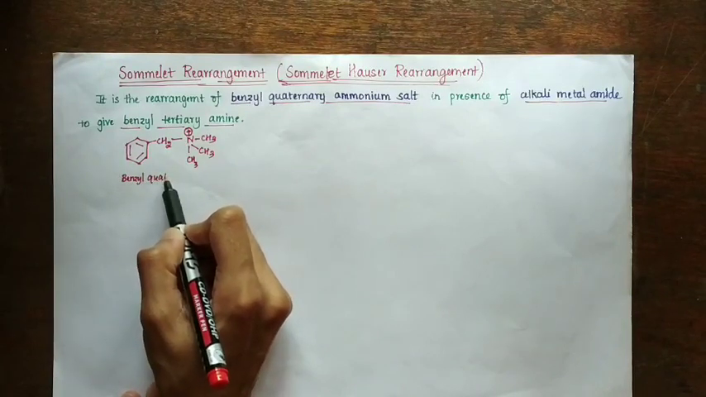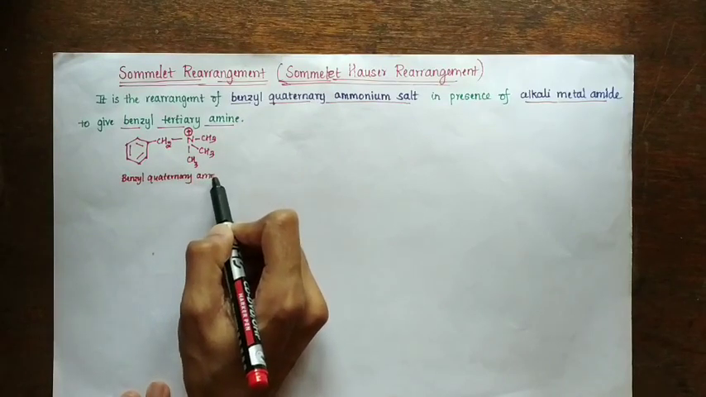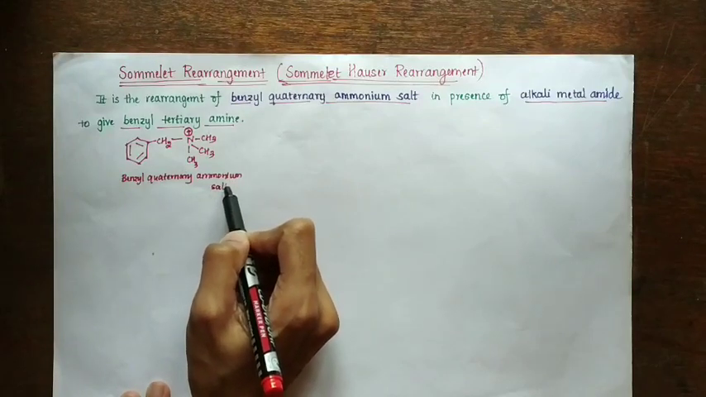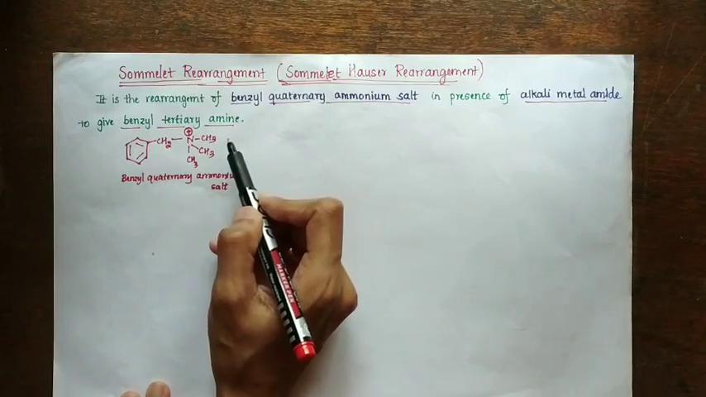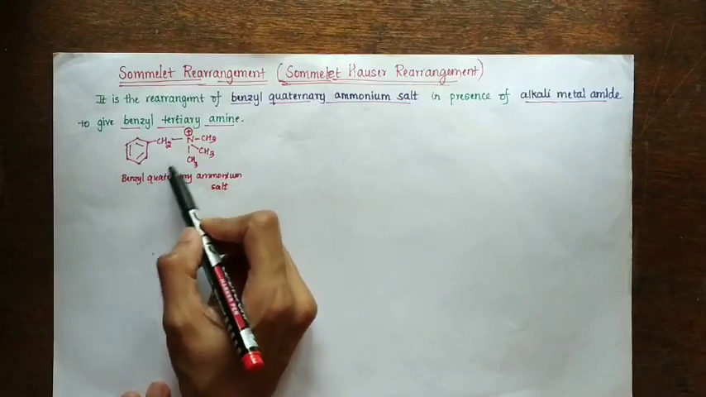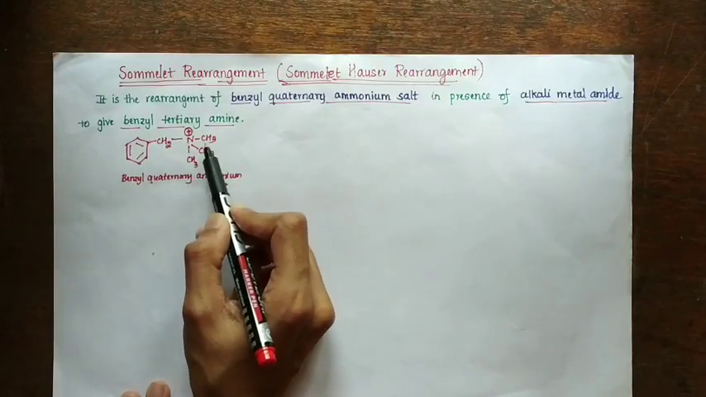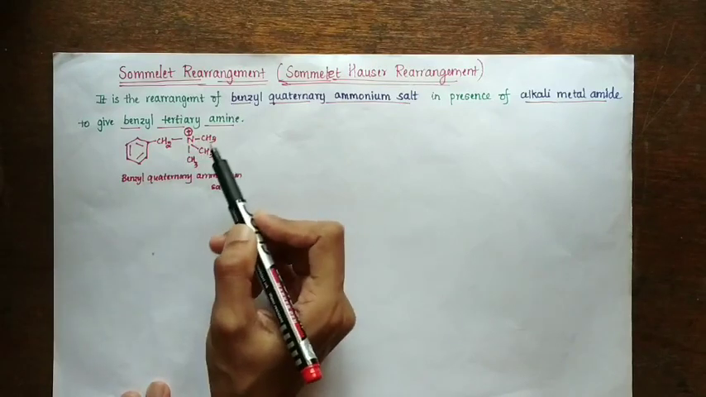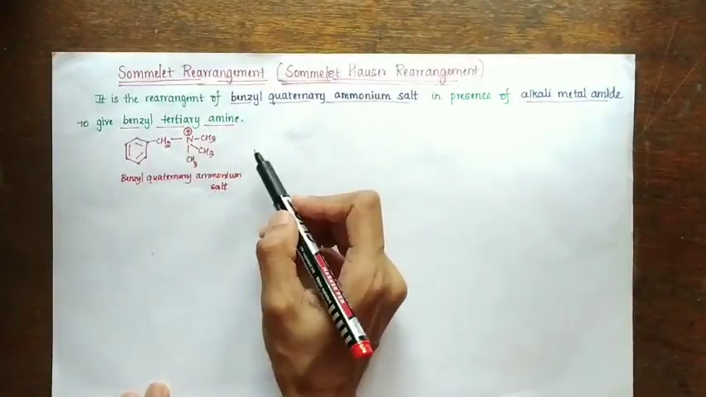because though we have written only a positive charge on nitrogen, there will be a counter ion like Cl minus, Br minus, which is not represented here. So totally this is benzyl quaternary, nitrogen bonded to 4 different groups, ammonium because there is a positive charge on nitrogen, salt because it will be associated with its counter ion.